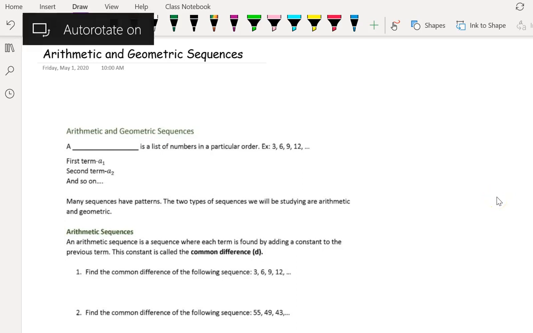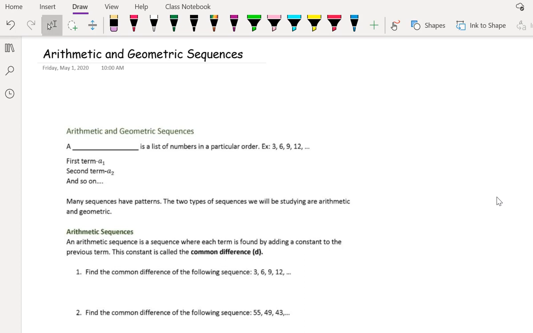All right, so we're starting our final unit right now. It's a shorter unit, and it's looking at arithmetic and geometric sequences and then using those number patterns to write formulas that we could use to represent them. So a sequence you probably have been looking at since you were in kindergarten.